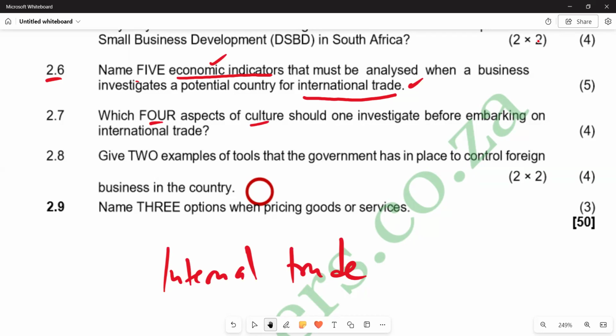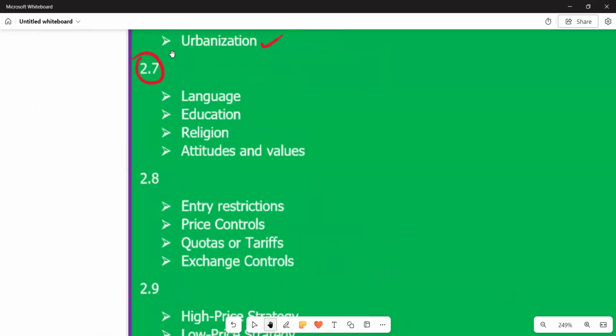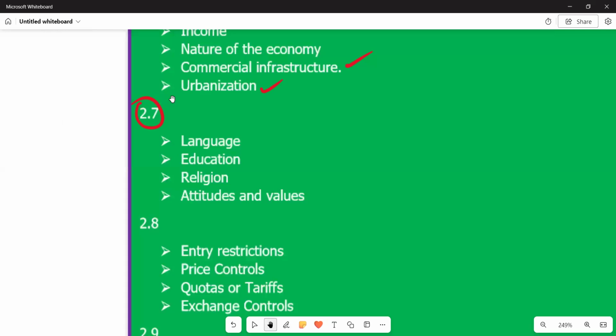Then we can go to our answer section and see the aspects of culture listed there in terms of 2.7. You'll see that we've got the language. Language can determine our culture, in terms of what language is being used in the country that we want to trade with. Also, we've got level of education, which is the second one. Then we've got religion, the third one, and then attitudes and values.